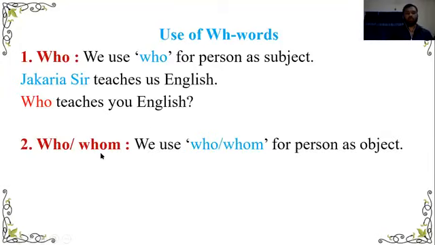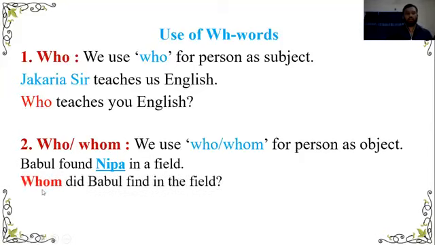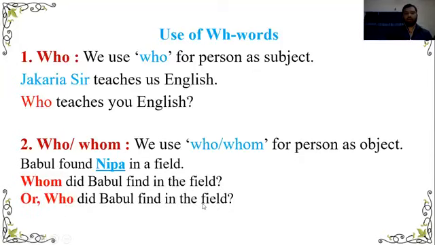Another one is who or whom. We can use both who or whom for a person as an object. Let's see, Babul found Nipa in the field. Here you see Nipa is used as an object and Nipa is a person. So we have to take who or whom, both we can take. Whom did Babul find in the field, or who did Babul find in the field? Both are correct. But only for a subject as a person we can take who.